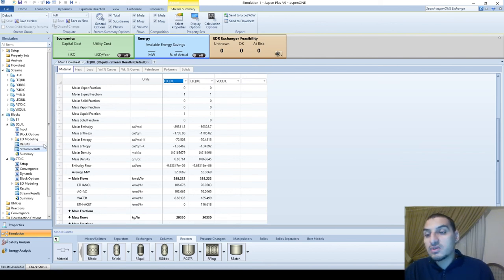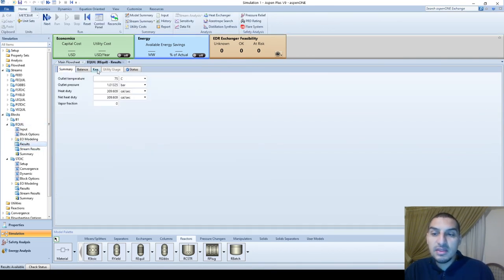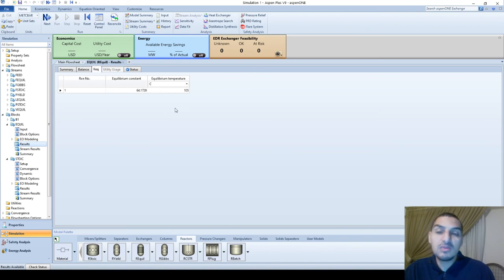So the main output that I can get out of this reactor is the equilibrium constant and the equilibrium conversion, which is a very useful piece of information actually. So this is all for the equilibrium reactor, and we will go through the next one in the next video, inshallah.